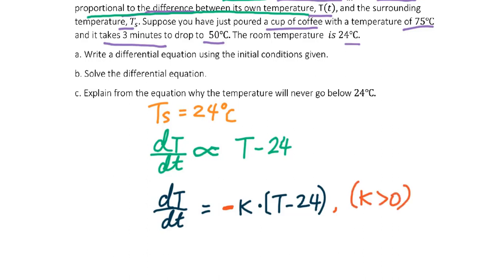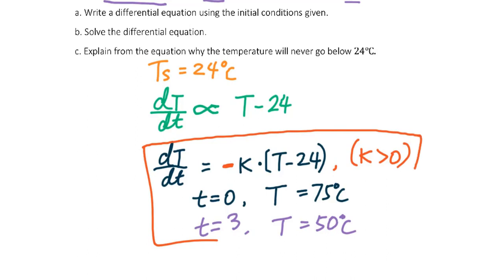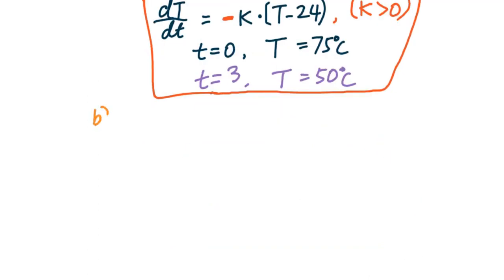The initial condition given: when t equals 0, capital T equals 75 degrees. When t equals 3, capital T equals 50 degrees. This will be the differential equation with the given conditions. Now we solve the differential equation.